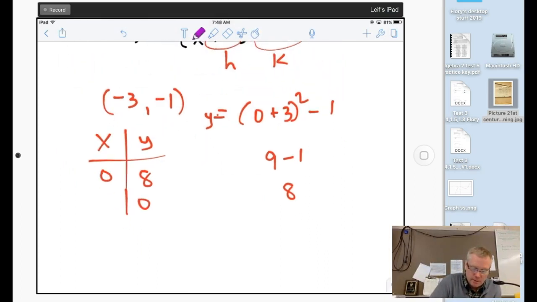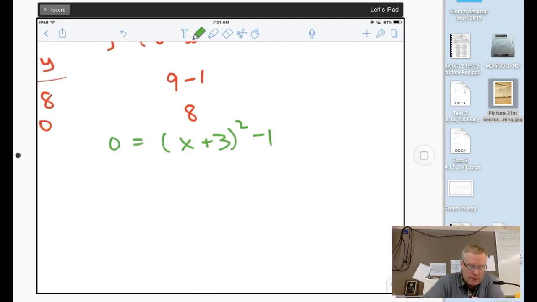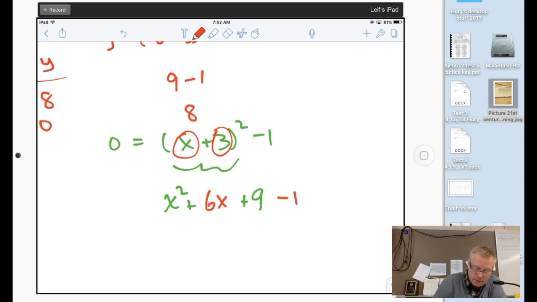If I go the other route and plug in 0 for y, I'm going to multiply this one out. If I FOIL this out or use the box technique, I happen to know the perfect square formula, which means you square the front, square the back. The middle term is what I get when I multiply the two terms together and then double it, which is 3 times x, 3x, and doubled that's 6x. If I subtract 1 from 9, I get 8. So I got x squared plus 6x plus 8 equals 0.